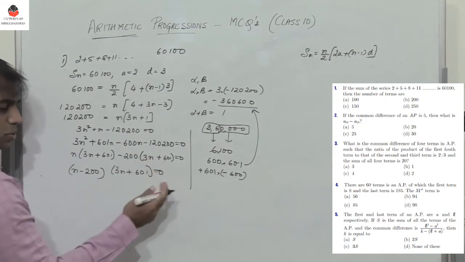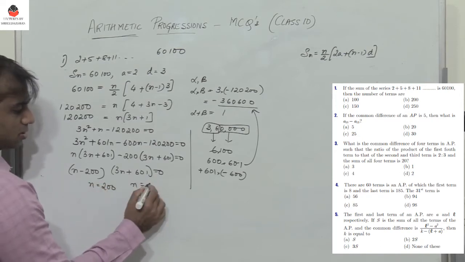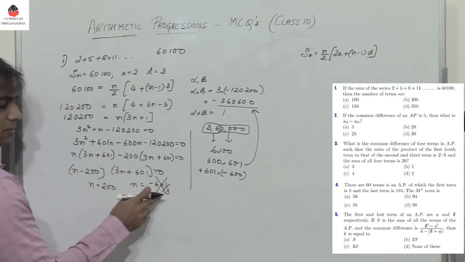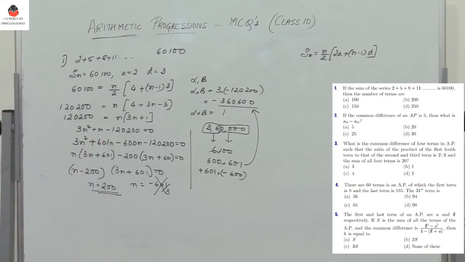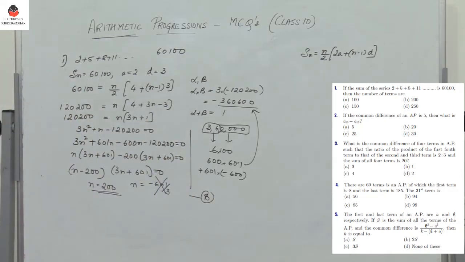Equate each of them to 0, so you get n equals 200, or n equals minus 601 by 3. So n cannot be a negative number, so therefore n is equal to 200. So the number of terms is 200. So observe all the four options. It is option B. So let's move on with the second one.